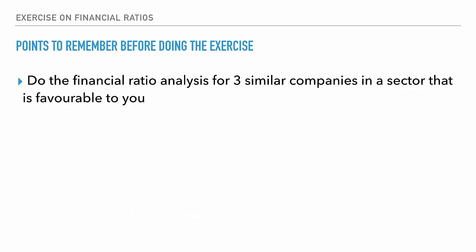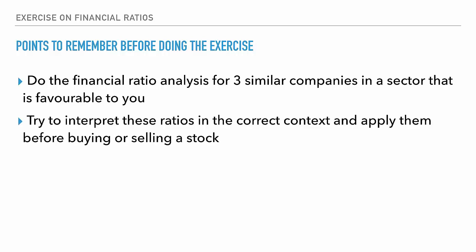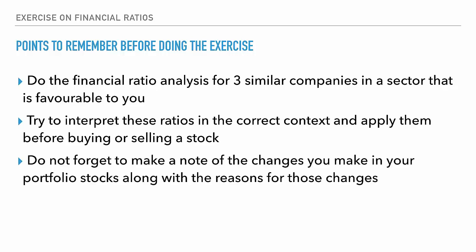Now, you've gone through this entire thing. Let's just look at the key points and summarize. Do the financial ratio analysis for 3 similar companies in a sector that is favorable to you. Pick any sector that you like. Maybe a sector that you work in, or a sector that you know enough of, or a sector that's close to you, something that you like. Try to interpret these ratios in the correct context and apply them before buying or selling any stock. Do not forget to make a note of the changes you make in your portfolio stocks along with the reasons for these changes. All the very best.